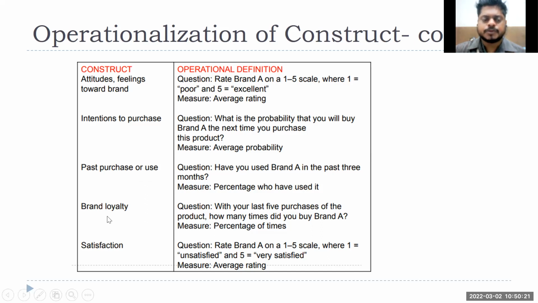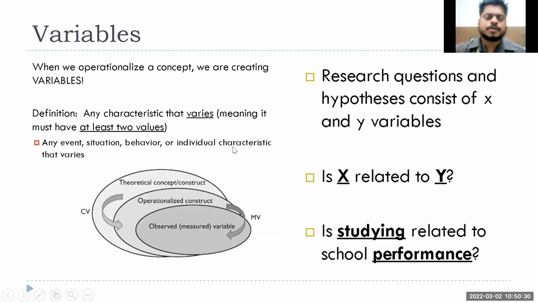Past purchase use, brand loyalty, satisfaction, right? So all these are operational definitions which we have shown for single item scales. This part I have already discussed. So we have a theoretical concept or construct, then we operationalize it. From that operational definition, we are measuring certain variables, right?